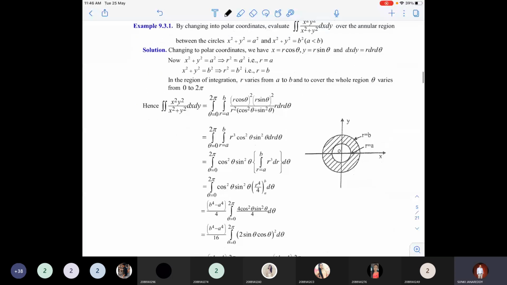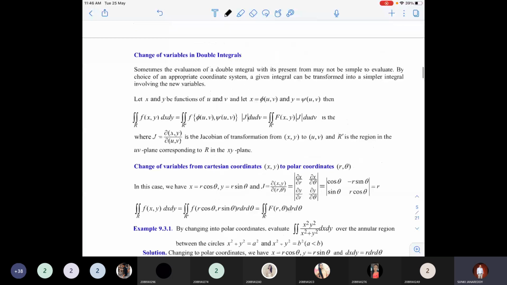Cartesian coordinates, x, y. What are the polar coordinates? Any one of you know about that one? Polar coordinates? r, theta. Here x comma y are the Cartesian coordinates, and r comma theta are the polar coordinates.